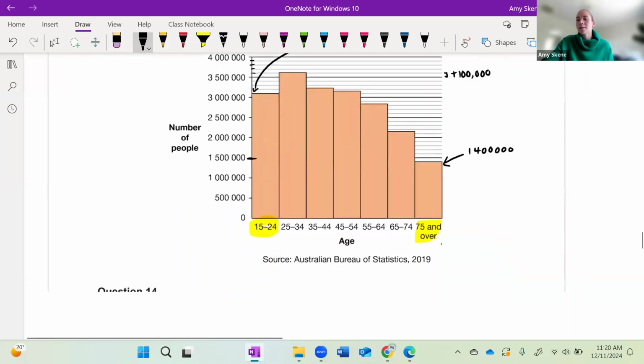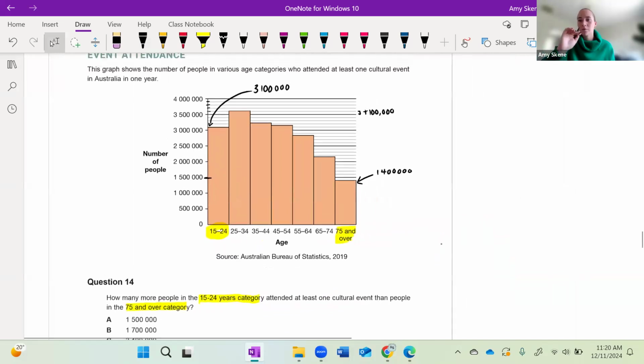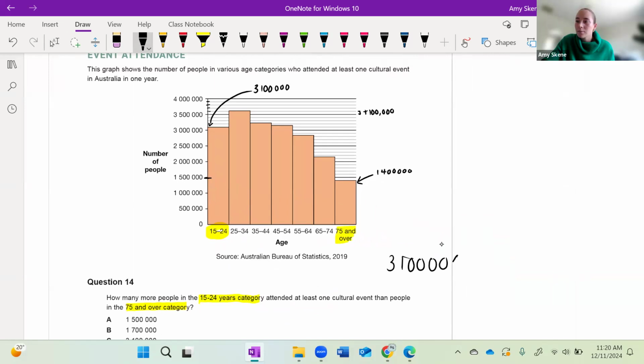All right, I need to compare how many more people there were in 15 to 24 to 75 and over. So all I'm going to do is I'm going to do 3,100,000 take away 1,400,000. And I'm just going to do that on my calculator.